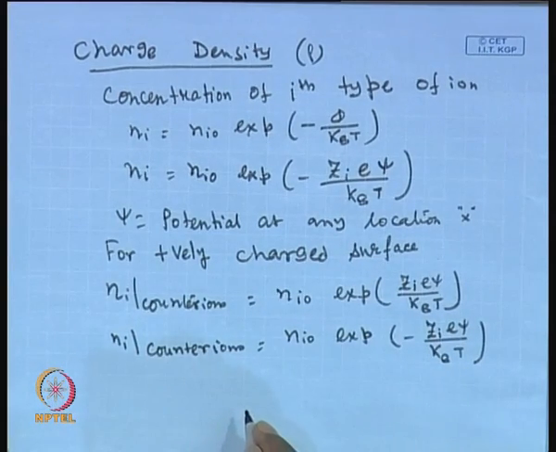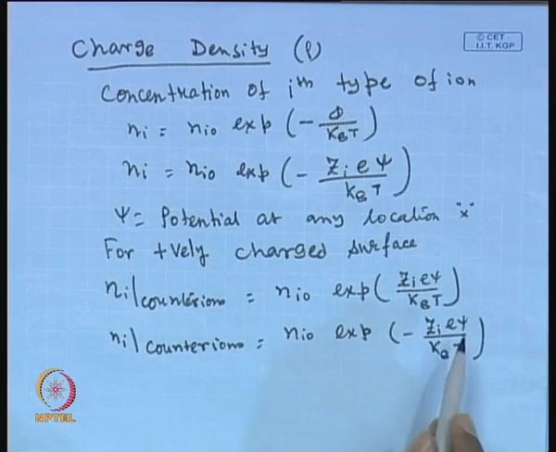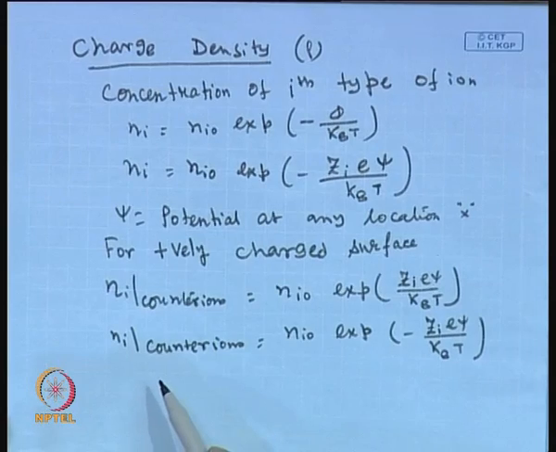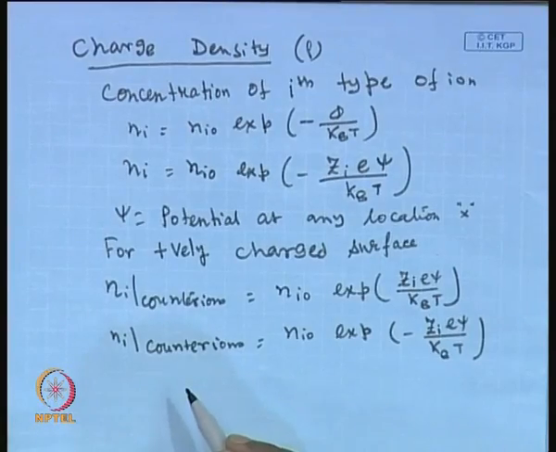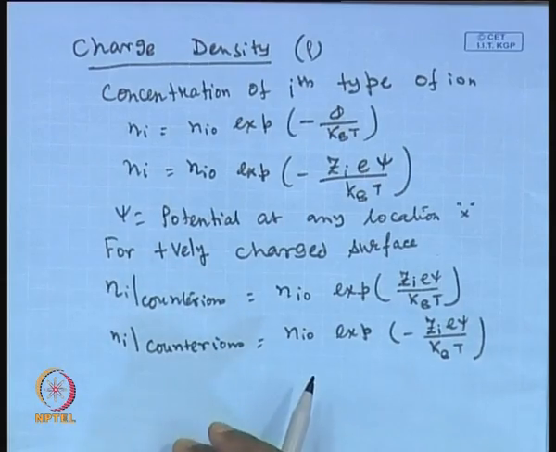Now, actually, if you know the distribution of the potential as a function of the location x, where x is the distance from the charged surface, you will be able to know exactly the concentration profile as a function of location. So, our next aim is to find out how psi varies with x, but before that we have to find out the definition of charge density, because you will be requiring that definition time and again.